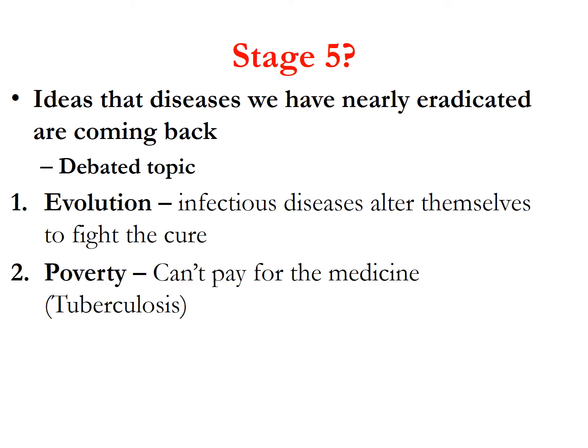Poverty is also another reason we could see eradicated or nearly eradicated diseases come back. The fact is that people can't pay for medicine or have access to the medicine. Like, the medicine is all around the world, it's everywhere. But if you don't have access to it, it could potentially spread those things. One example is tuberculosis and polio, which we've tried eradicating from the world. But when you don't have access to those medicines, these diseases still exist.